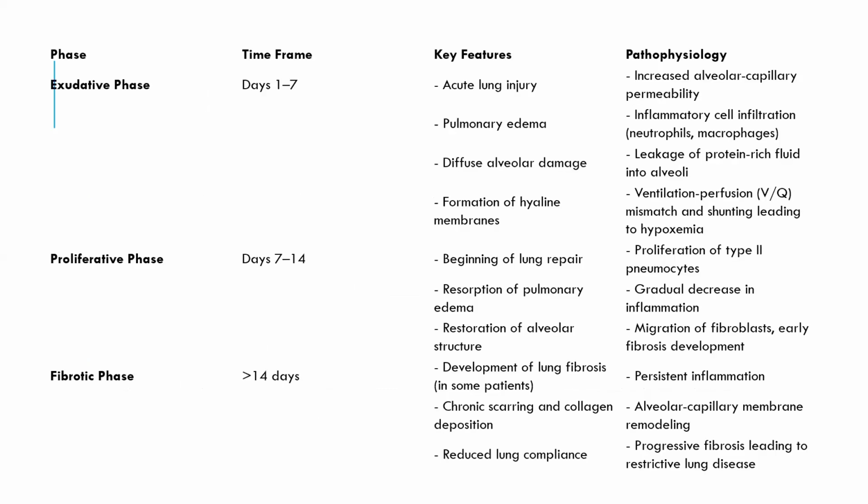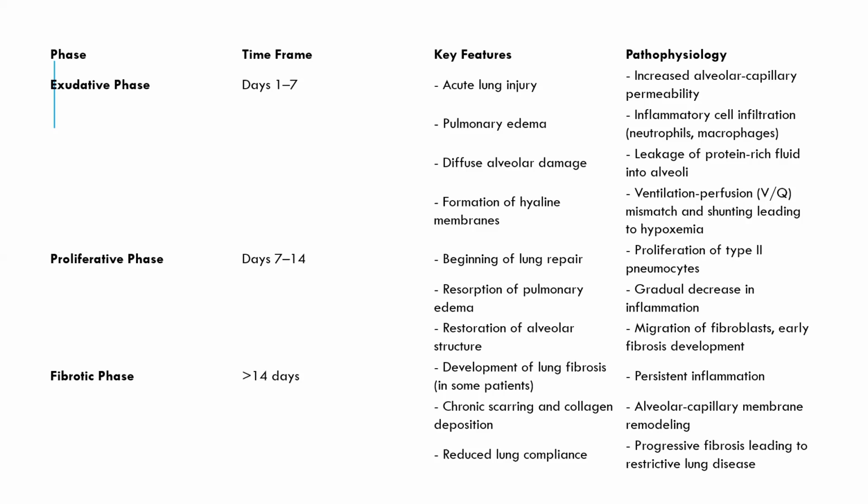All right, so this is a table to just give you a picture of what happens during the pathophysiological progress of ARDS. The first 1 to 7 days, the exudative phase, is characterized by acute lung injury from inflammation, cytokine release, and all that, with pulmonary edema and diffuse alveolar damage. And this is what causes the hypoxemia that you see due to VQ mismatching.